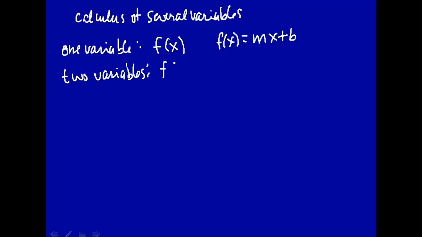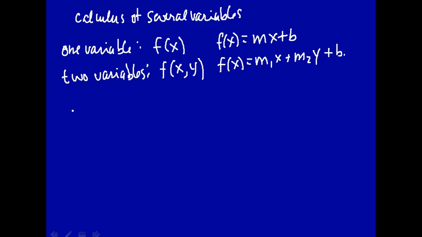You then would write a function of, say, x and y. That function might be, say, m1 times x plus m2 times y plus b. So two variables, x and y, and given a particular value of x and y, you can then calculate the value of the function.